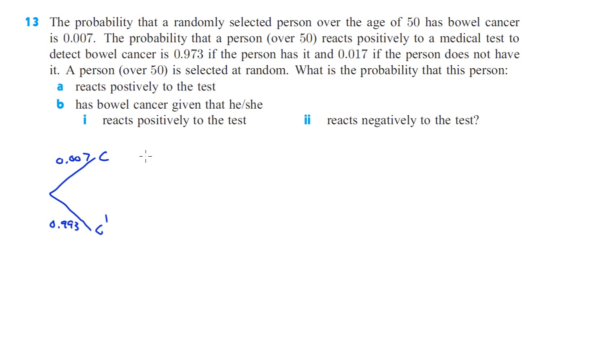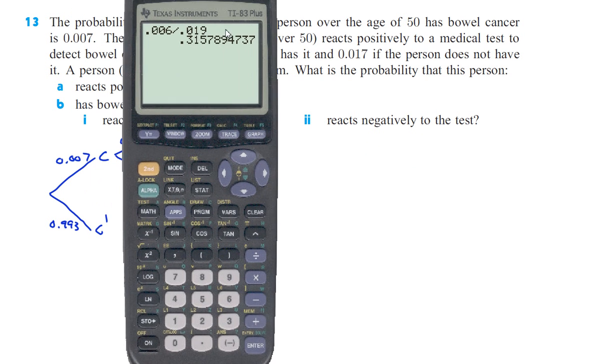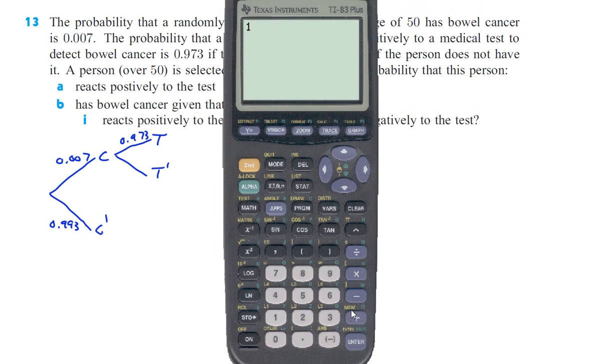The probability a person over 50 reacts positively to a medical test to detect bowel cancer is 0.973 if they have it. So then the test, we've got the positive test is 0.973. So not reacting positively to the test is going to be 1 minus 0.973, right, which is 0.027.